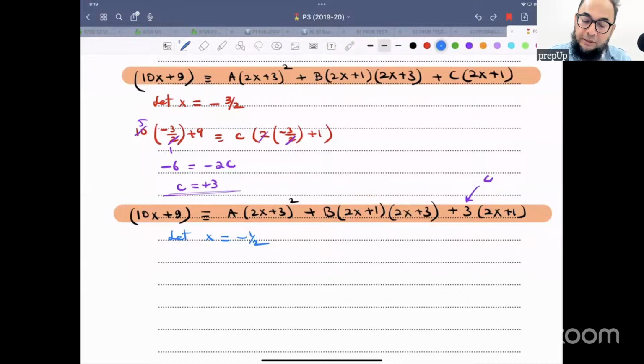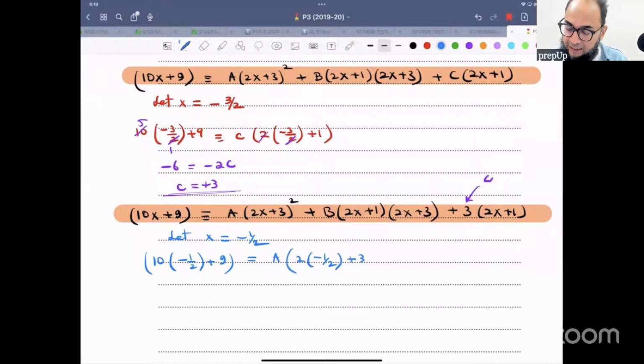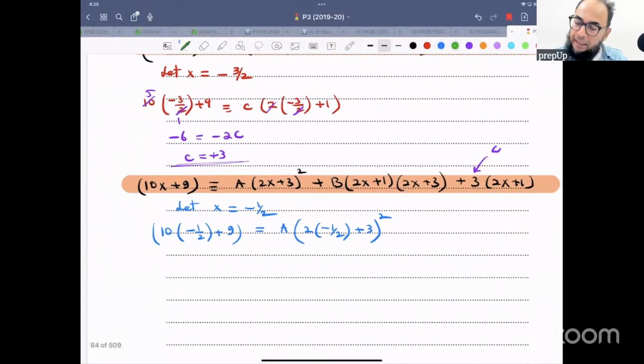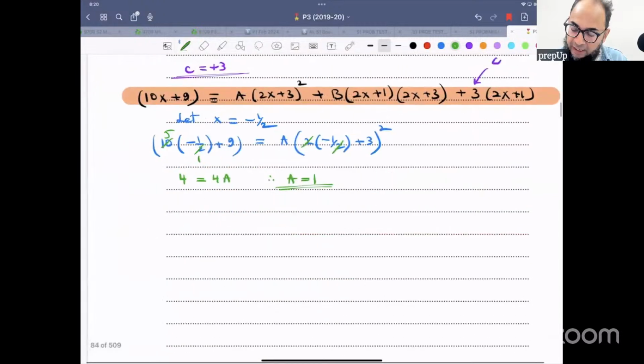So therefore this is 10 into negative half plus 9, bracket closed, that is equal to or identical to, doesn't make a difference, this is 2 times negative half plus 3 whole square. Over here, the 2 5s are negative 5 plus 9, which is 4. And negative 1 plus 3 is 2, 2 square is 4. So this equals 4a, therefore a comes out to be 1. So now I have also found the value of a.